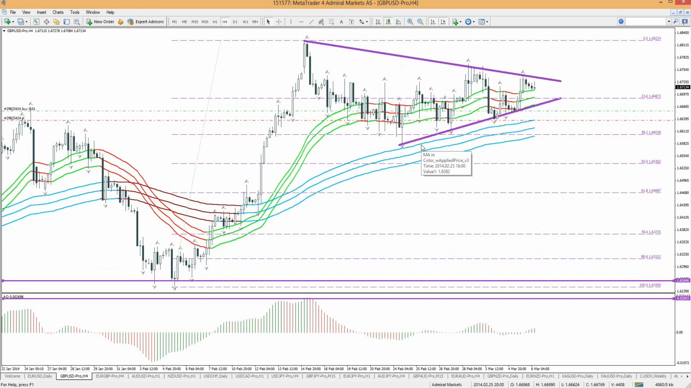I would rather wait. I would rather swing trade this upside, because if we break the purple, there is a potential for further gains. You could trade it intraday, but there's definitely also swing trade potential there because of the space. So I like the upside, therefore, more.